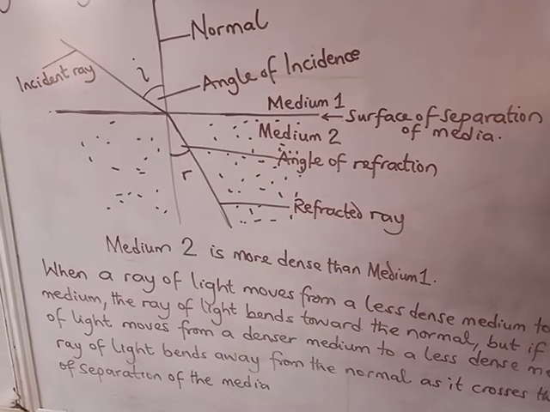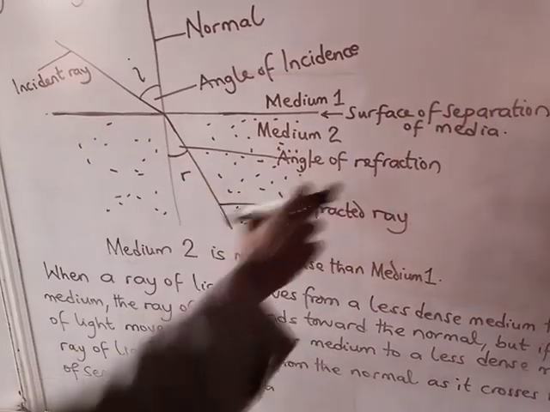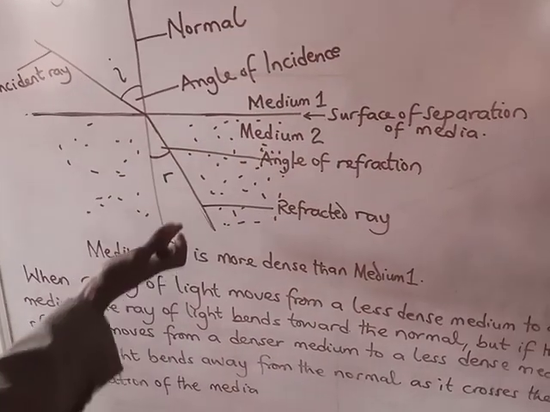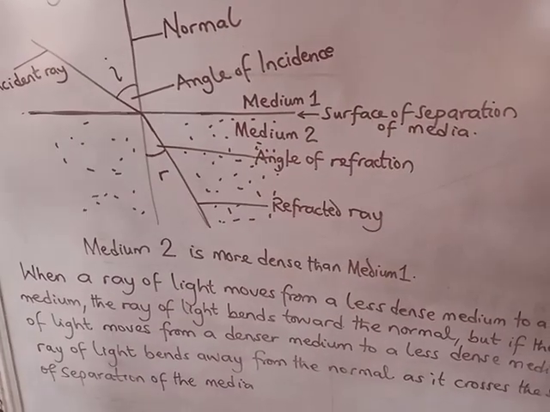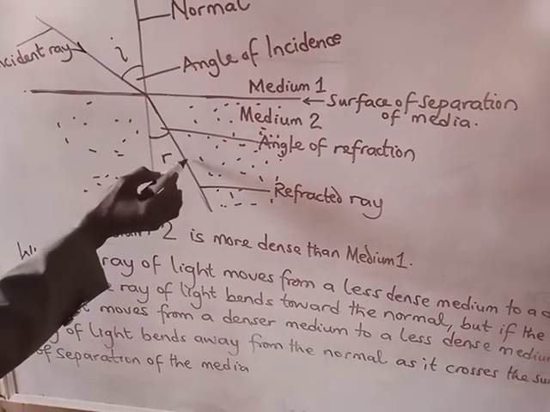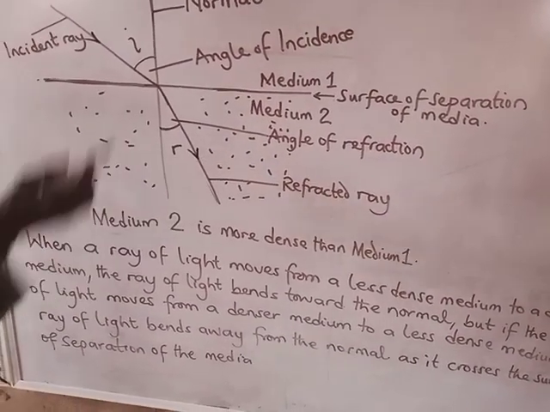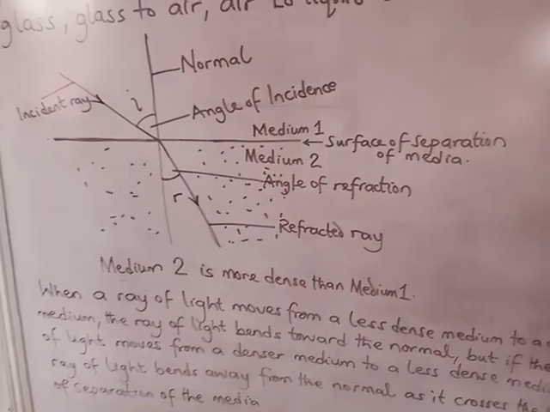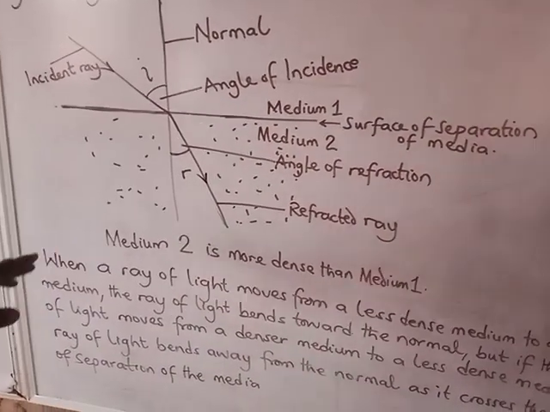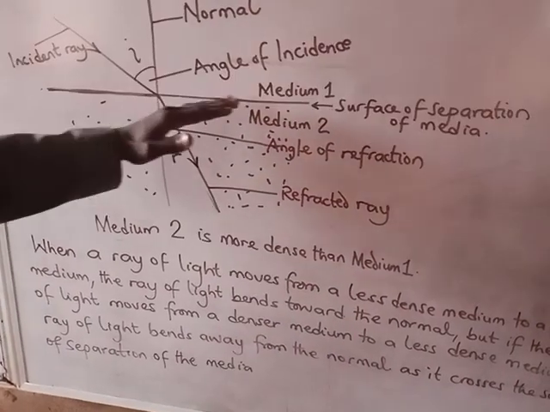So that is refraction. Then you can see the angle. This angle is the angle of incidence, and this is the angle of refraction. This is the incident ray, now the refracted ray. This is refraction now. All right, so this is the normal. So you have the first medium, and this is the second medium.